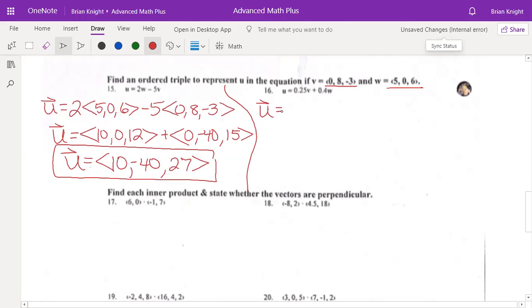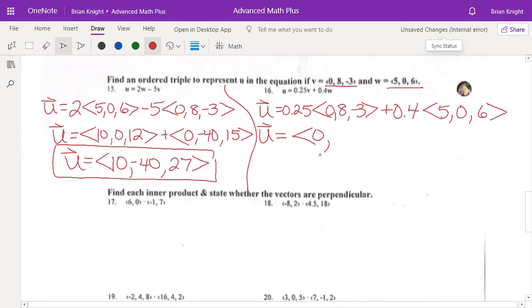Number 16, same process. 0.25 times vector v is 0, 8, and negative 3, plus 0.4 times vector w is 5, 0, and 6. So 0.25 times 0 is 0. 0.25 times 8 is 2. And 0.25 times negative 3 is negative 0.75.